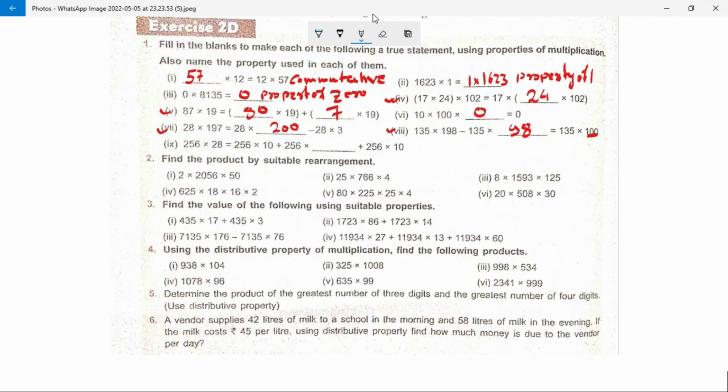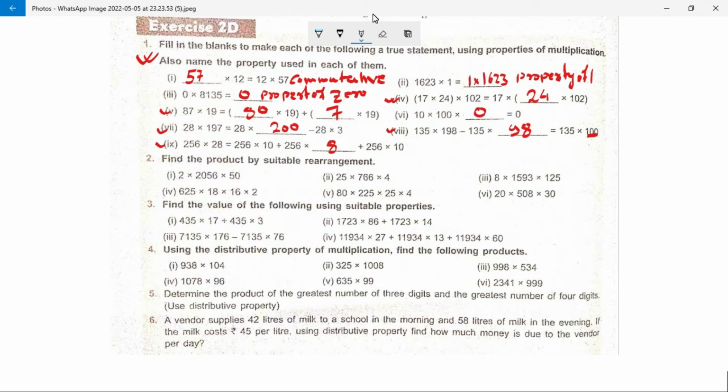Now the last one, 9. 256 into 28 will be 256 into 10 plus 256 into 8 plus 256 into 10. We have expanded 28 as 10 plus 10 plus 8. Okay, now which property is it? It is distributive property of multiplication over addition. So question number 1 is over. Now let us solve question number 2.